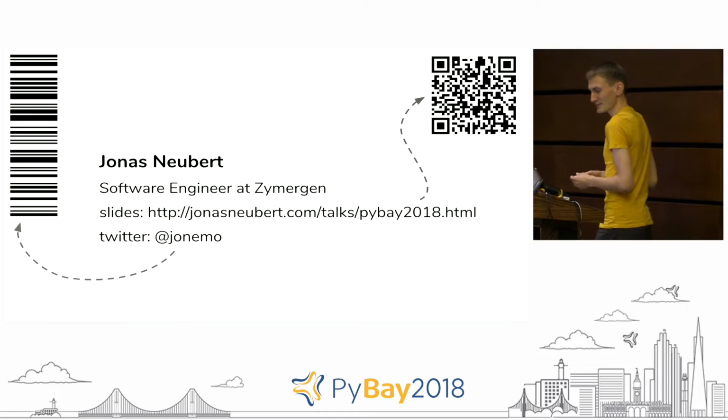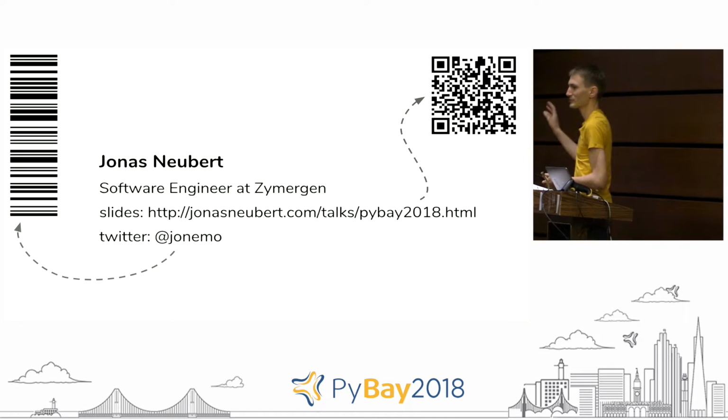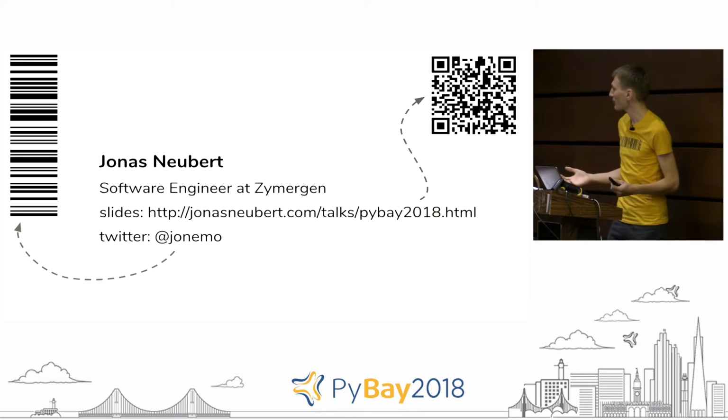Just briefly the logistics. My name is Jonas. I work at a company called Symergen. I hope you all went to Amelia's talk earlier. She's my colleague and she explained to you what Symergen does. I'm on the automation team there. I write software for robots.